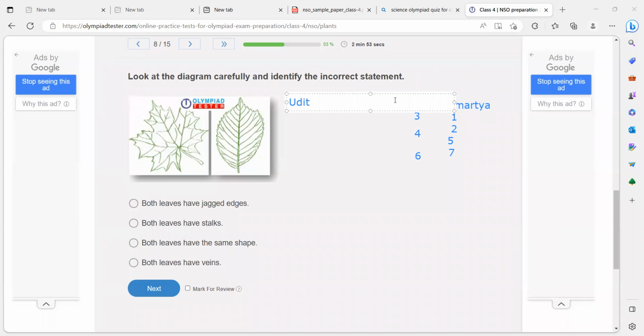Yes, Udit, tell me. Ma'am, it is the last number. No, ma'am, second, third number, third. Both leaves have the same shape. This is incorrect. Both leaves have the same shape. Okay, the next one, Shivam will tell me.